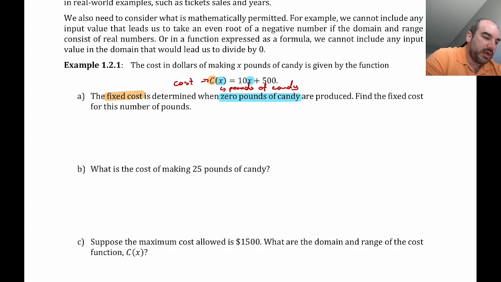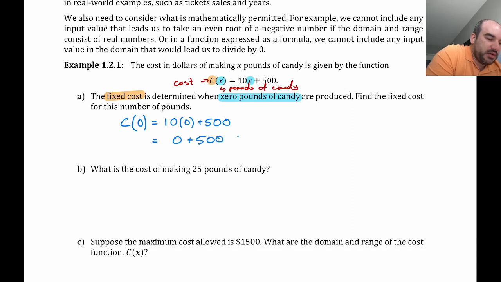We are talking about 0 pounds of candy, which is going to be our X variable. So we're actually looking for the cost C when X is 0. So we're going to evaluate C of 0. Remember, evaluate versus solve from last time. When we plug in an input value, we're evaluating this function. So 10 times the X, which is 0 in this case, plus 500. Well, 10 times 0 is 0, so we get 0 plus 500, which gives us 500 as a number.